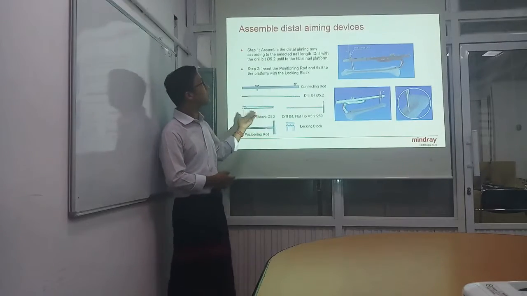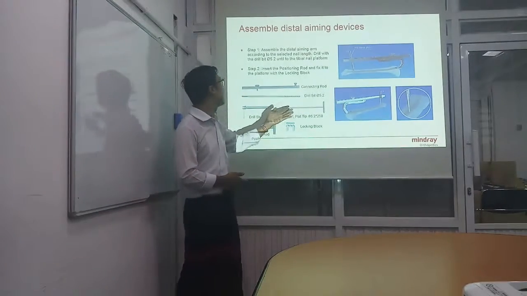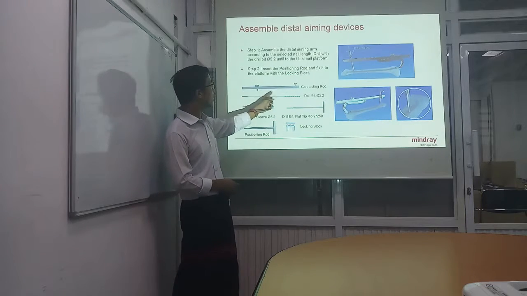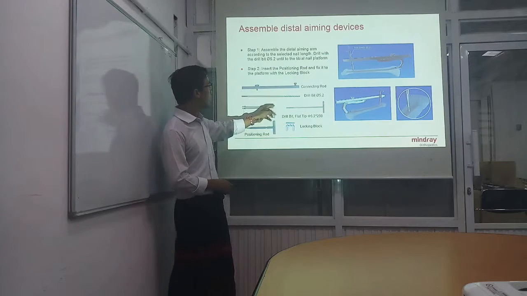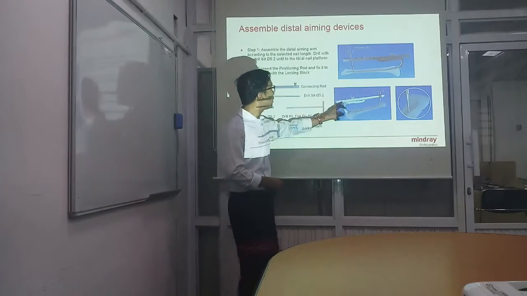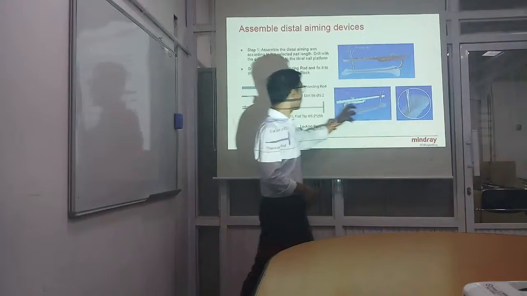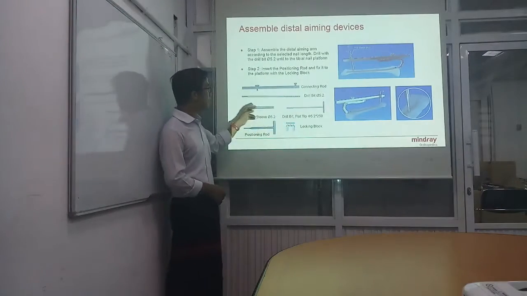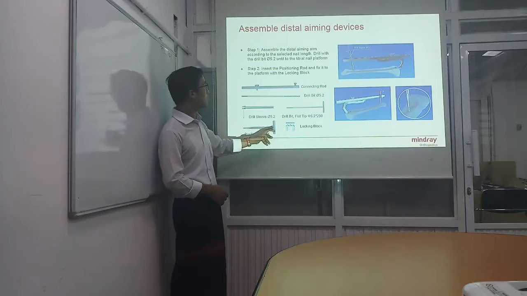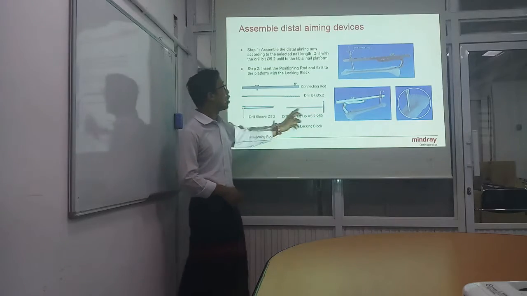This is the assembly of the distal aiming device. Step 1. Assemble the distal aiming arm according to the nail length. Drill bit 5.2 until the tibial nail platform. Step 2. Insert the positioning rod and fix it to the platform with the locking block.